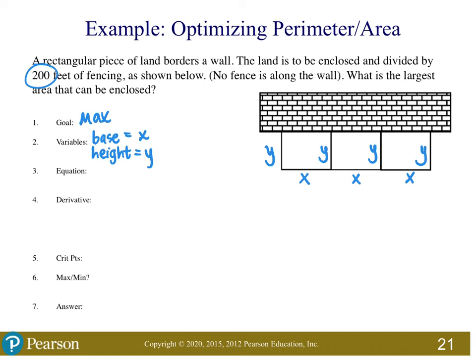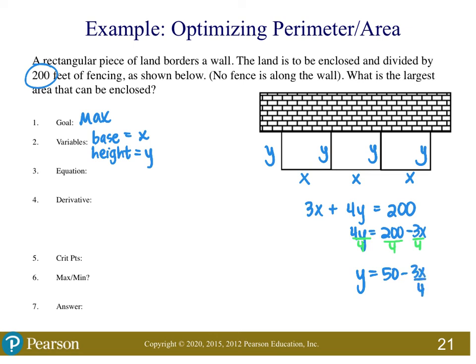Okay, all of those pieces of fence need to add up to be 200. So there are 3 X pieces and there are 4 Y pieces, and that needs to be adding up to 200. So we need to get one of these variables alone. This time I'm going to get Y by itself. So 4y is 200 minus 3x, and divide everything by 4. So that gives me y equals 50 minus 3x over 4.